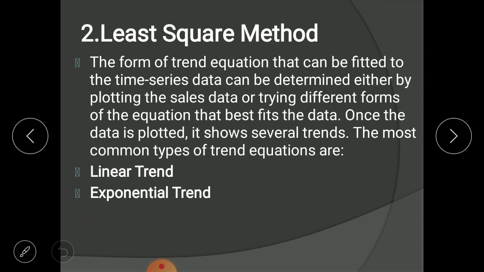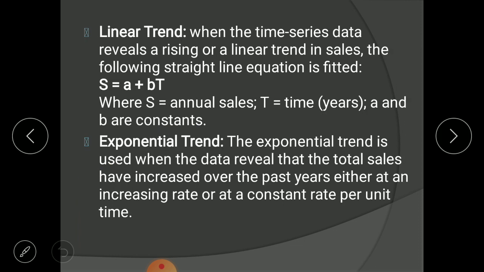Now as I told you earlier, in the least square method we are using a formula, that is an equation. So that is written here: different forms of equation that best fit the data are formed and plotted on a diagram. Now, according to the equation, the least square method has two types, that is linear trend and exponential trend. Now, let us understand what are linear trend and exponential trend.